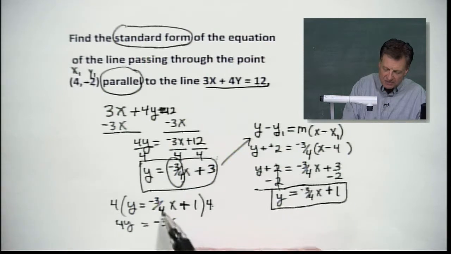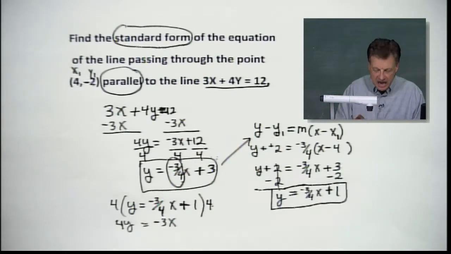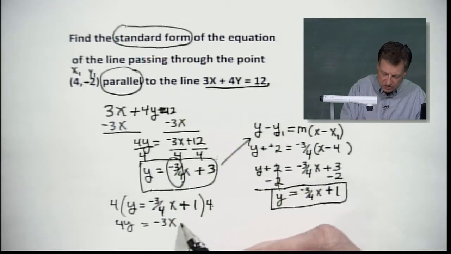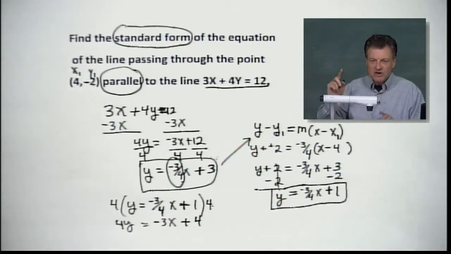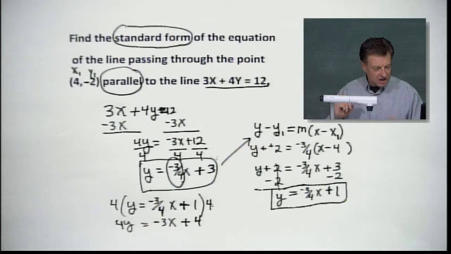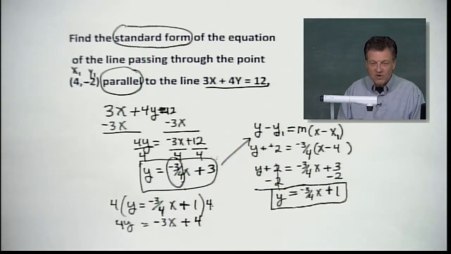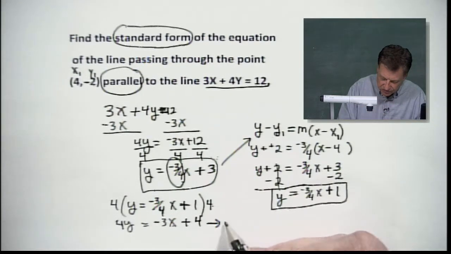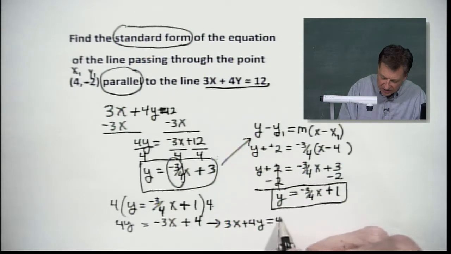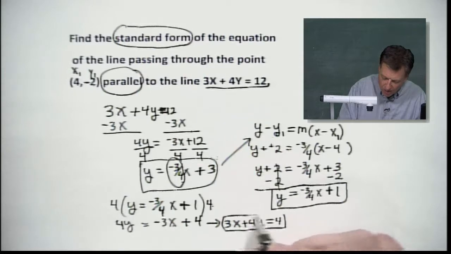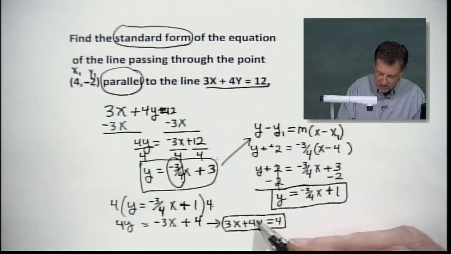You said, Ernie, how'd that happen? The 4's cancel. And then last but not least, the easy part, let's distribute that 1 times the 4, and we get plus 4. My friends, we're very, very close, aren't we? Oh my goodness, how close are we? We are so close, because all we have to do is move this 3x over, make it go positive, and that's exactly what we're going to do. So we're going to have 3x plus 4y equaling 4. And there's your final standard form.